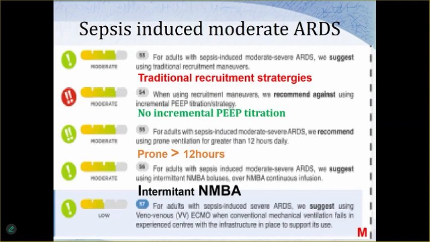We can go on traditional recruitment strategies, but we should not go on incremental peak titrations. That is not recommended. Traditional recruitment strategies have moderate evidence and a weak recommendation. If we are not achieving improvement in gas exchange, we can think about prone ventilation.